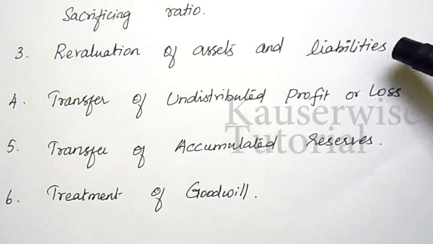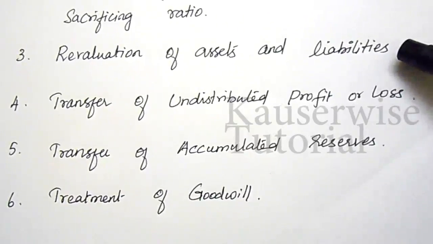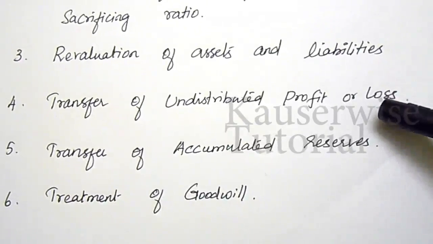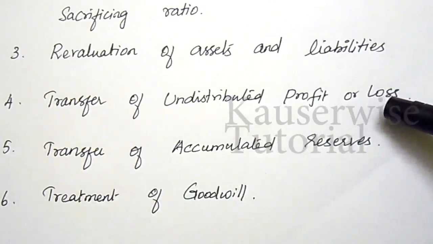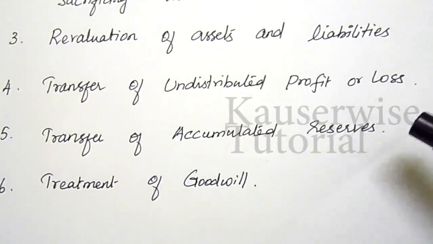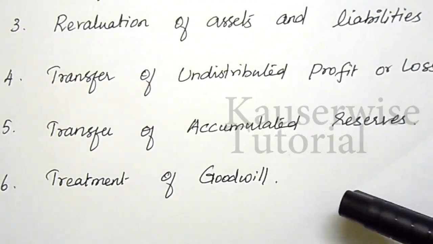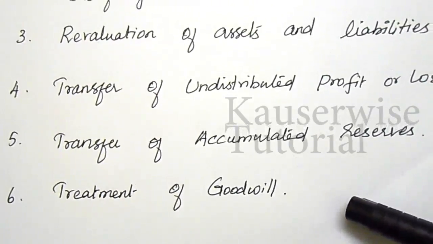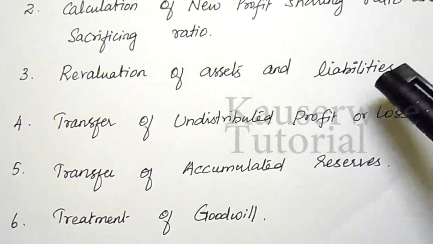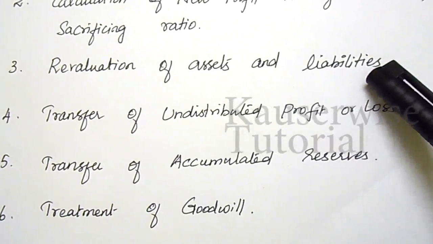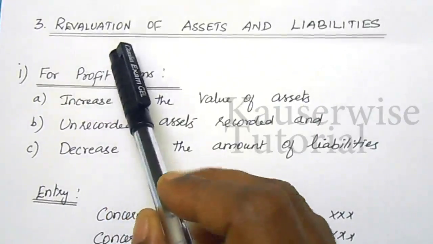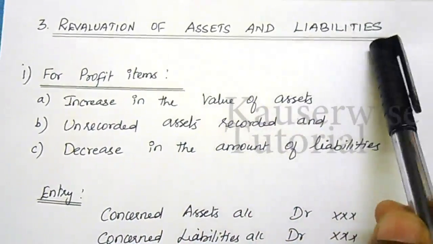So the first one is revaluation of assets and liabilities. Next, transfer of undistributed profit or losses, the third one, transfer of accumulated reserves, and the last one, treatment of goodwill. So now we are going to see the first one, that is revaluation of assets and liabilities.